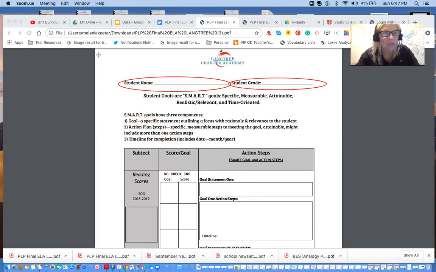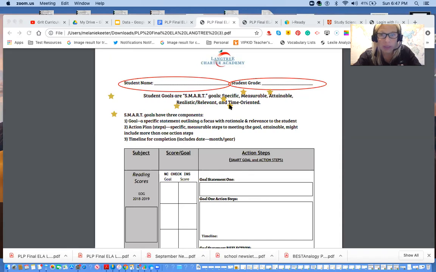Then what I want you to do is really focus in on the student goals being SMART. And what that means is that the goals have different components that start with the letters in the word SMART. So you will see here the S stands for specific, the M stands for measurable, the A stands for attainable, the R stands for realistic or relevant, and the T stands for time-oriented.